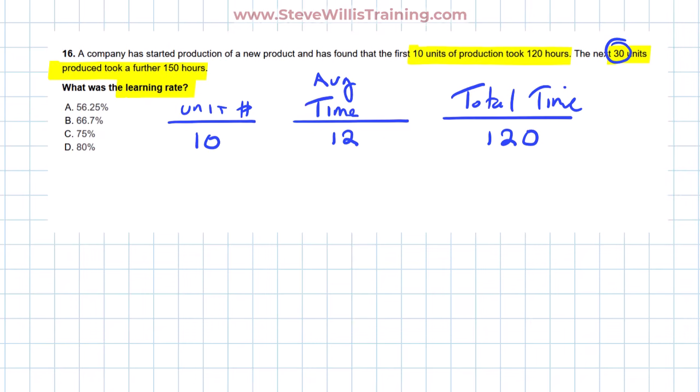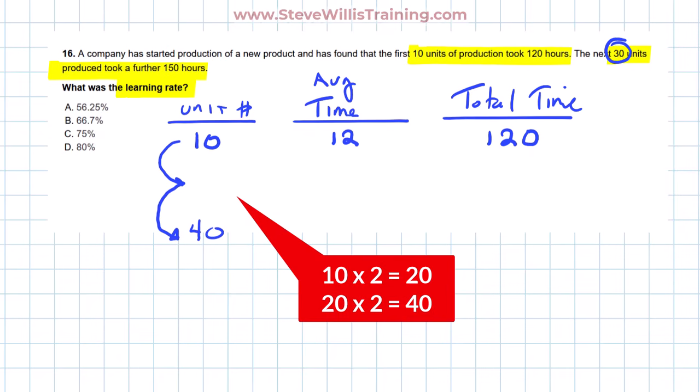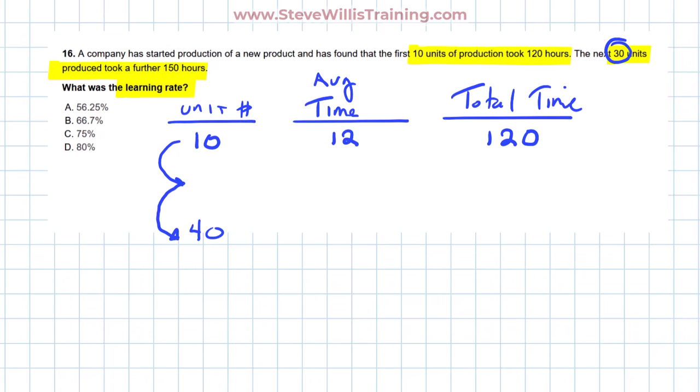So here is the solution. We quantify the effect of the learning curve with this approach every time production doubles. So we know the answer has to be in some doubling of 10. So the next 30 units, 30 plus 10 would be 40 units. Oh, look, it doubled. And the total time to do an extra 150 hours would be 270. That's the trick here.